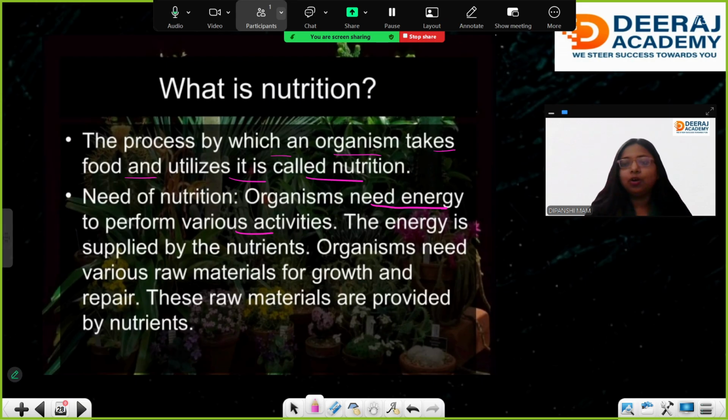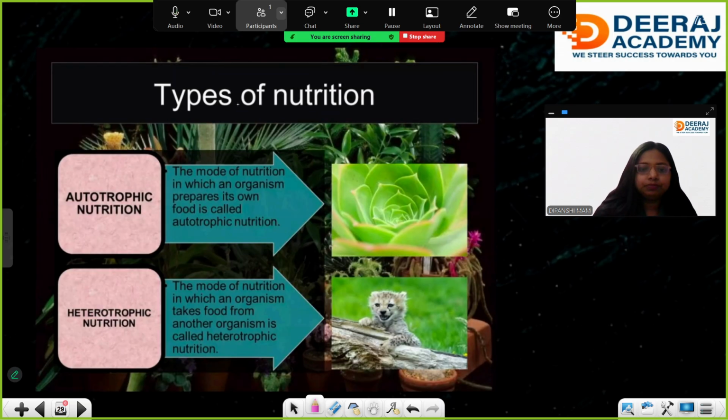Right now I am talking, I require energy; you are talking, you require energy; you are moving. This energy is supplied by the nutrients. Organisms need various raw materials for growth and repair, and these raw materials are provided by the nutrients. There are mainly two types of nutrition: autotrophic nutrition and heterotrophic nutrition. Autotrophic is the kind of nutrition where the organism prepares its own food, like plants.